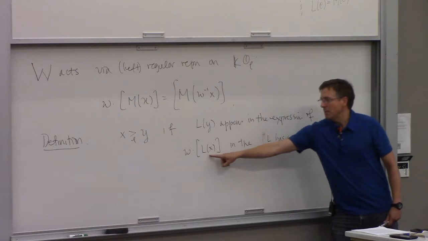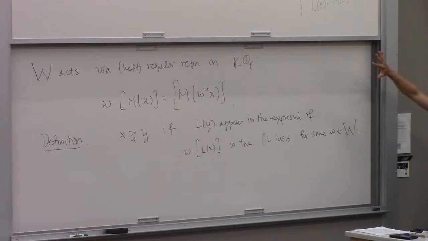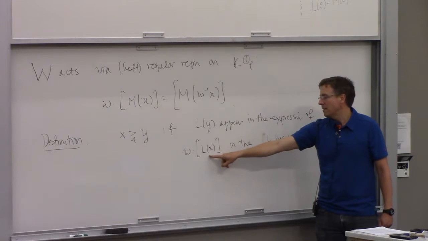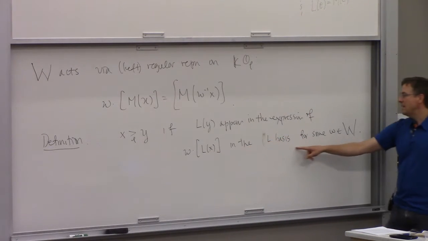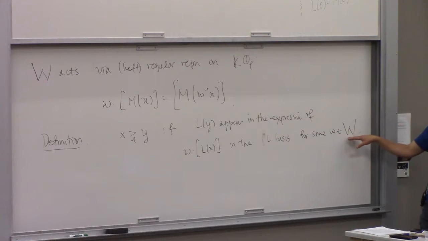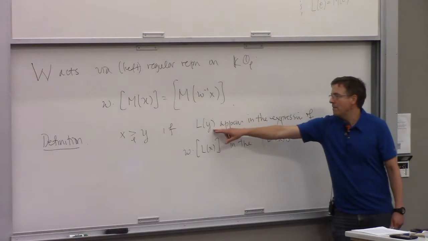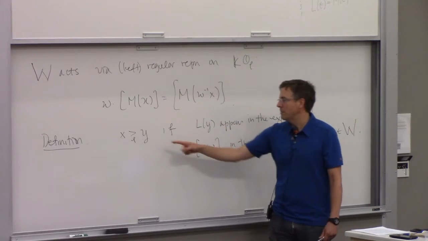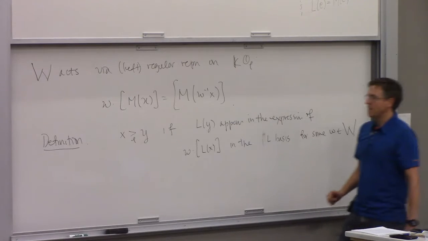The action of W in the L basis is complicated because the change of basis matrix between the L's and the M's is complicated, even though the action of W in the M basis is totally transparent. It's going to be interesting in the L basis. So I can apply W to this complicated vector and express it in terms of the L basis, and see what terms appear. And if a Y appears for some action of W, then the notation will be X is bigger than Y.